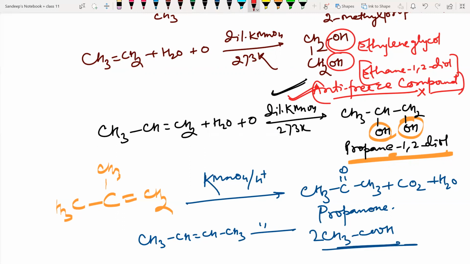So cleavage happens from here. This carbon gets oxidized to carbon dioxide as well as water, and this will form a C=O, that is a ketonic group. This is ethanoic acid, 2 moles.